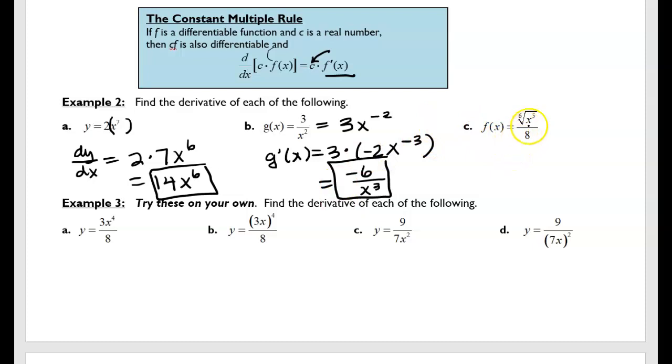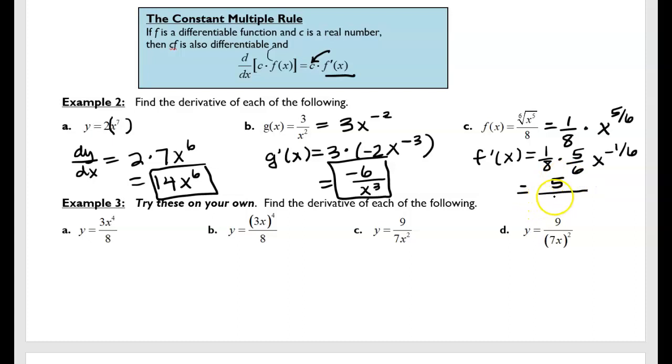In part C, we have the 6th root of x to the 5th over 8. When you see a constant in the denominator, it's usually easiest if you rewrite that as a fraction coefficient, so 1 over 8 instead of divided by 8, times x to the 5 over 6. I'm going to take my derivative, so 1 over 8 times 5 over 6, x to the negative 1 over 6. Simplify that, I'd have 5 over 48 times the 6th root of x.